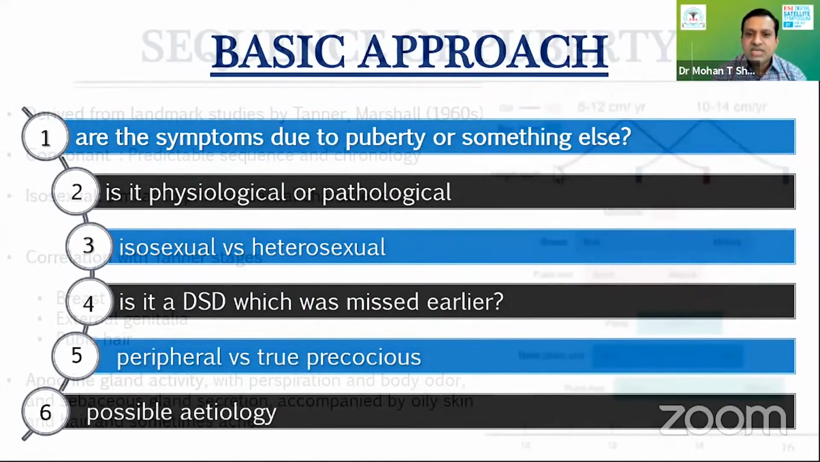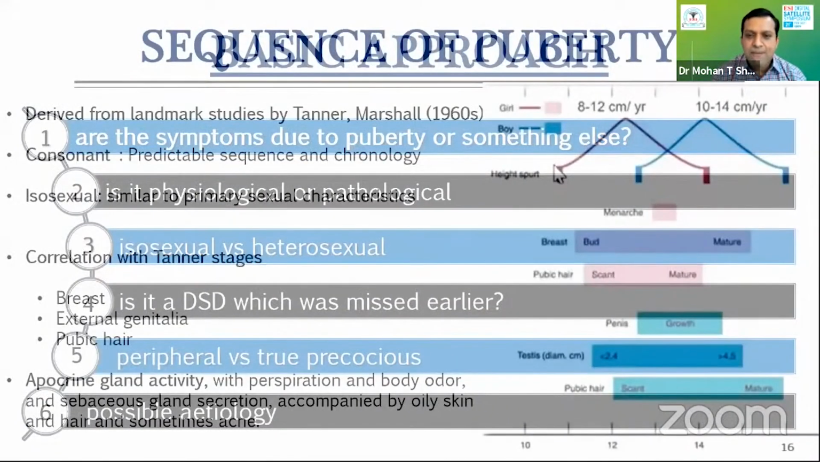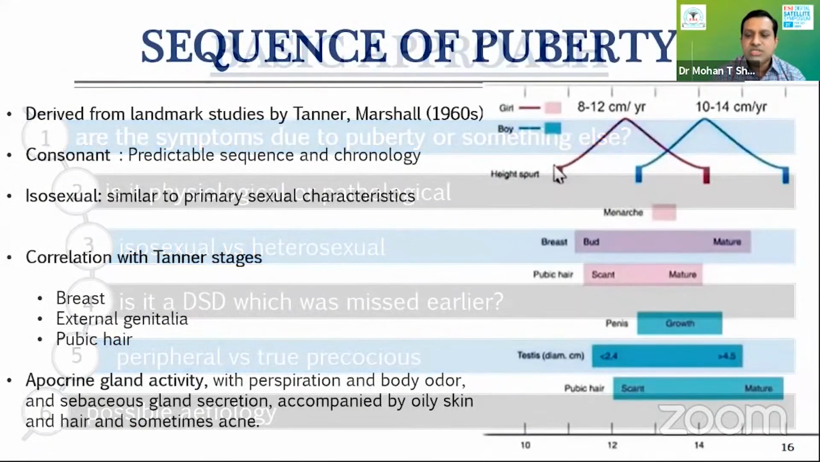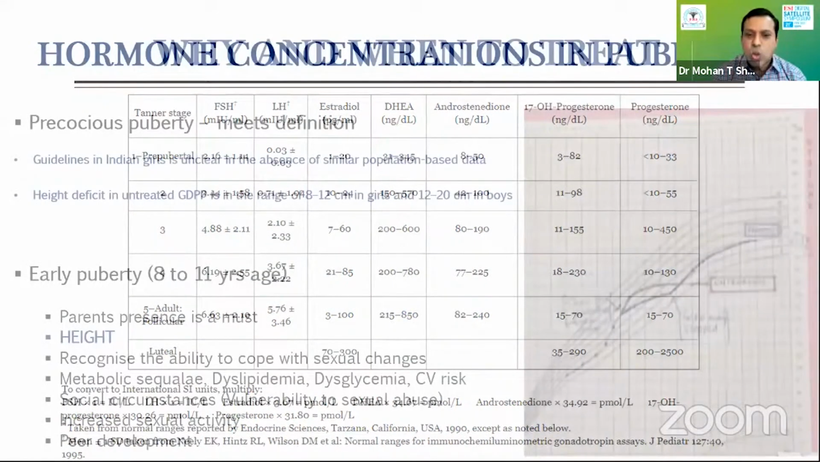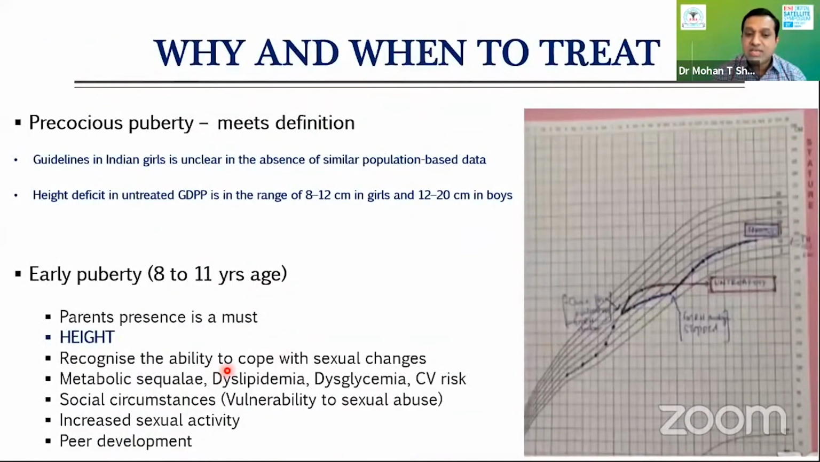Then hormone concentration: don't rely on the chart which the lab provides you. Go by the protocols. And when to treat and why to treat, because the parents' presence is a must. Recognize the ability to cope with sexual changes. Remember that metabolic sequelae are very common, and increased sexual activity in the child is very much noted. And if height deficit is there, there is a range of 8 to 12 centimeters in girls. So it is very significant. That is why we should treat them, to get good results.